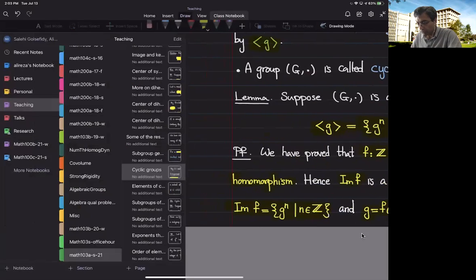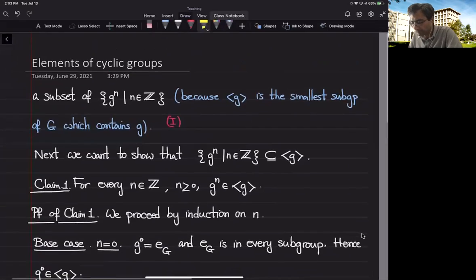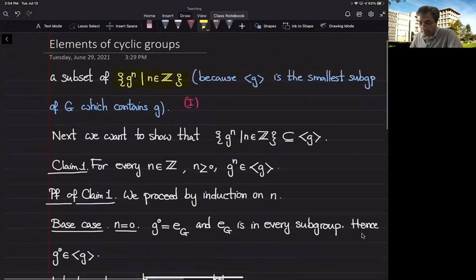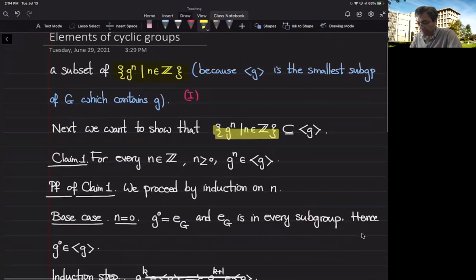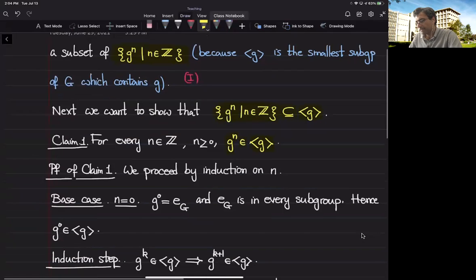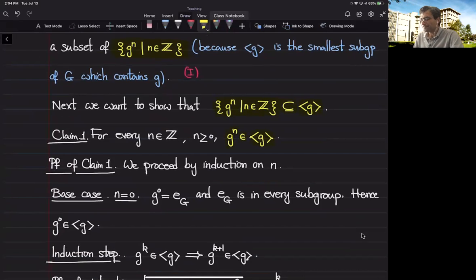Now I want to show equality. So far I have shown that this contains the cyclic group generated by g. So next we want to show that the other side of inclusion also holds. First, I'm going to show that for every non-negative integer n, g to the n is inside the cyclic group generated by g. Then I'm going to argue the same statement for non-positive integers.